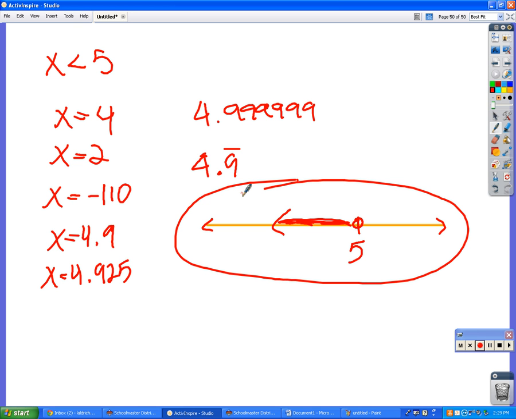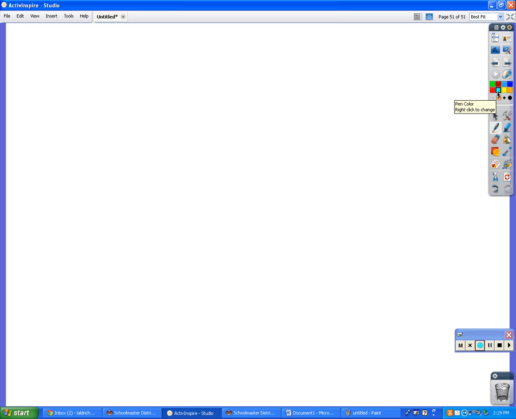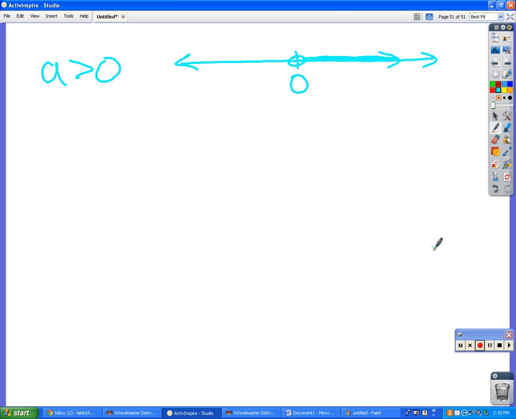Good, I'm glad. So if I want to show a number, let's go with A, that is greater than 0, instead of trying to name all of those numbers, because that would take me literally forever, I'm going to make this number line. Where do I need to put my cut line? In the middle, at 0. What goes around it? An open circle. And then which way does my arrow go? I want numbers greater than 0. Those numbers are to the right.